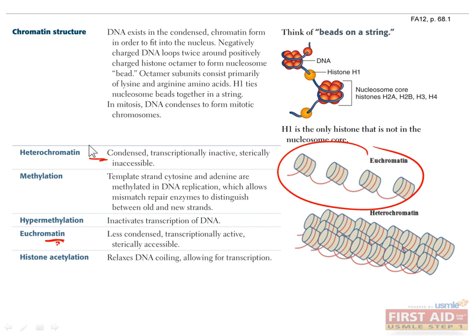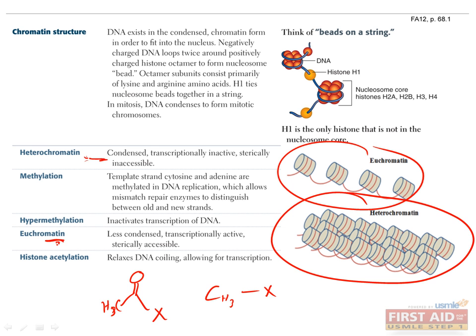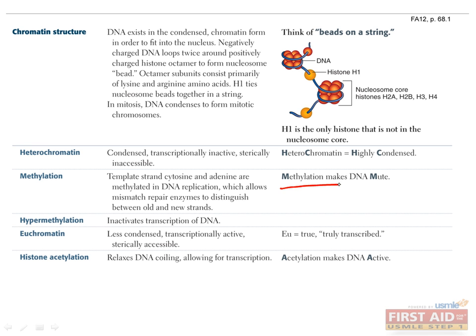In the opposite situation, having more methylation or less acetylation results in a tighter binding of DNA to histones, so it can't be transcribed, and this is known as heterochromatin, which is shown here. I usually remember this difference between acetyl groups and methyl groups by thinking that acetyl groups are bigger and therefore push DNA away from histones, whereas methyl groups are smaller and allow them to stay close together. You can also use the mnemonic shown here, which is that methylation makes DNA mute and acetylation makes DNA active.